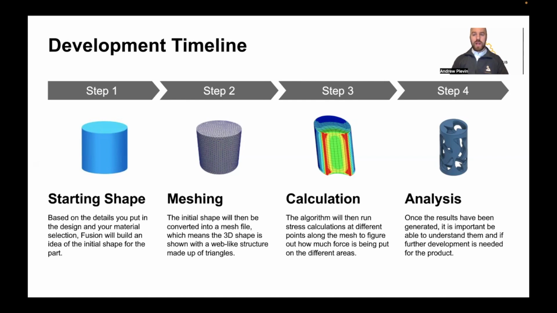Step 4, this is where it comes back to us a little bit more, but obviously the computer's still doing things to help us with this. And that is the analysis section. Once the results have been generated, what we need to be able to do is run reports and start to zoom in and look at the different aspects that are important to us.